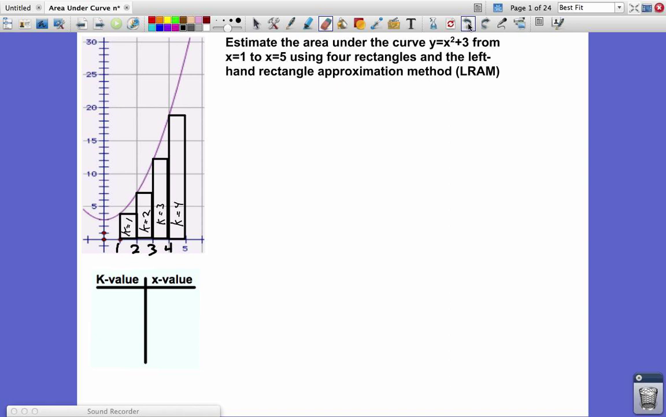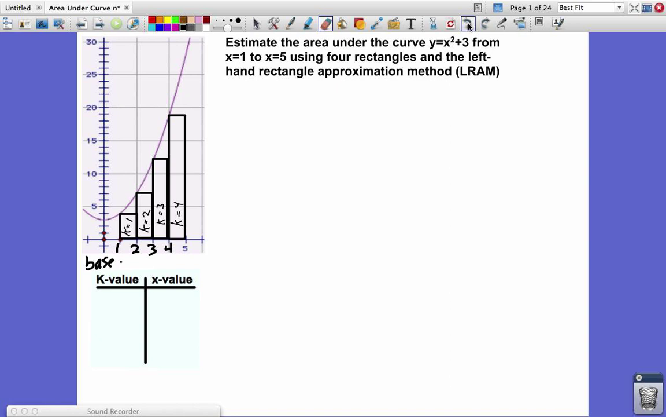The rectangles will be drawn in a way so that the left-hand side of each rectangle will be the part of the rectangle that hits the curve y equals x squared plus 3. That's what makes it an LRAM. Next, we're going to label each rectangle with a k value: k equals 1, 2, 3, and 4 in this case, since there are 4 rectangles.